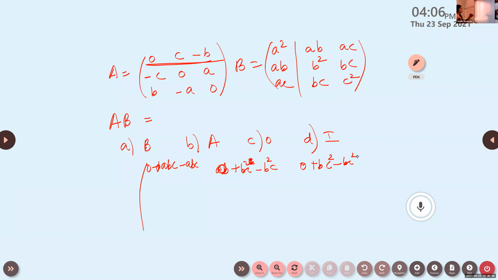So surely it will not be A, it will not be B, it will not be I. Look at here, everything is getting cancelled. So it will be the option 0. It will be a 0 matrix. If you want, you can expand it fully and you can check.